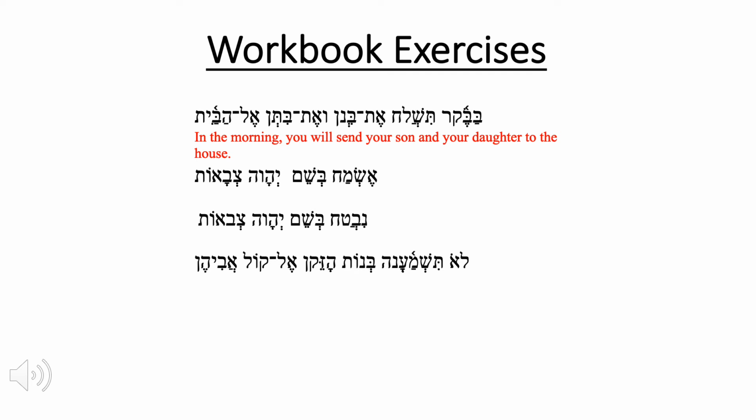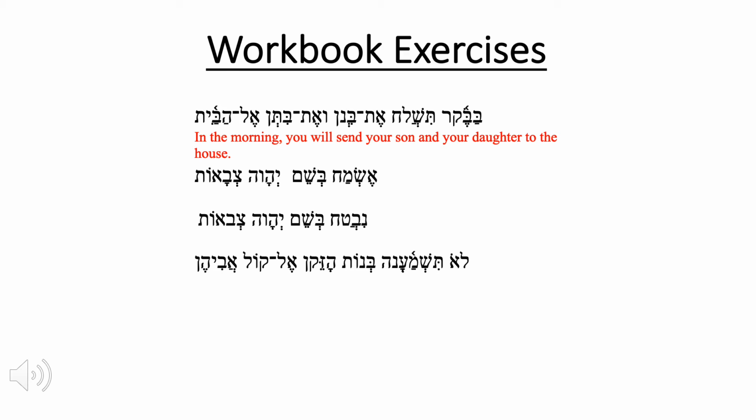The first sentence begins with baboker, in the morning, with the bet preposition in, with the definite article, patach underneath the bet. We then have tishlach, you will send, a 2ms verb from shalach, to send. The tav indicates that this is 2ms as the prefix on shalach. Send, will send, followed by the direct object marker, your son. My apologies for changing the final kaf to a nun. Again, my computer does not like kaf, so the nuns are at least close.